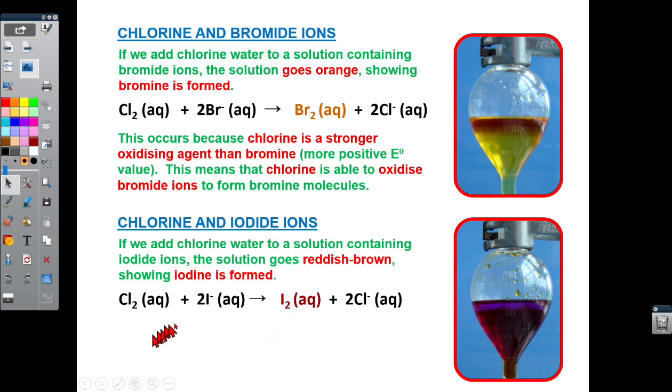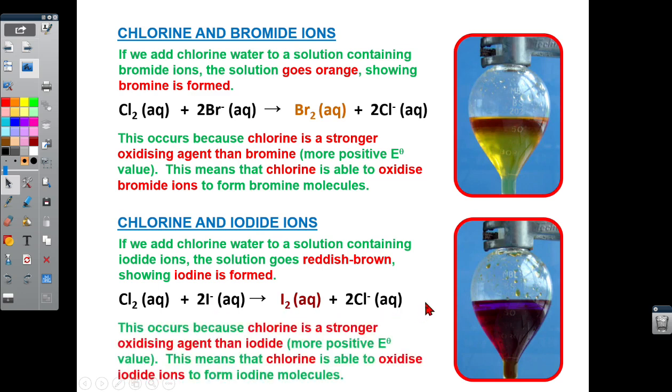So here again we have another oxidation process going on. This is a redox reaction. Iodide ions being oxidized to iodine. The electron, the negative charge here, been ripped off it by chlorine, which is the stronger oxidizing agent, and so it's able to take that electron away with ease. The chlorine is being reduced to chloride ions. The iodide is being oxidized to iodine. So this occurs because chlorine is a stronger oxidizing agent than iodide. Again, the electrode potential values that we saw earlier confirm that to us. This means that chlorine is able to oxidize iodide to form iodine.